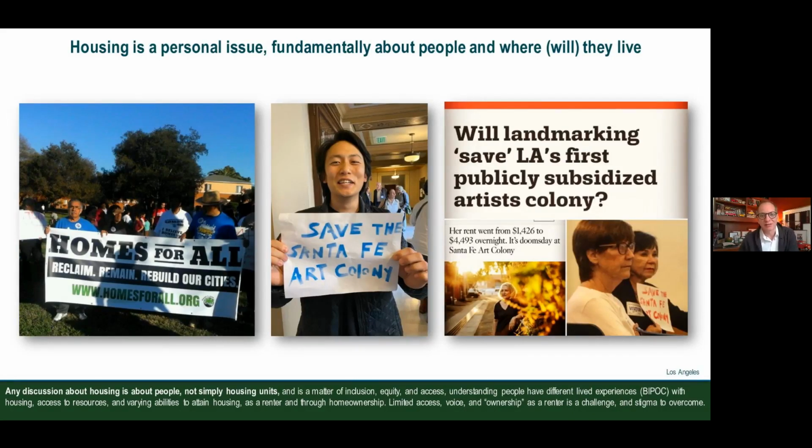When we're talking about this issue of housing, I think we always need to root it in this idea. It's fundamentally about people. It's a very personal issue. It's about where we live or where will we live in terms of this conversation. It's easy to devolve into a conversation about housing units. And I think we miss something when we do that. And certainly a lot of the work in preservation is always about people and places.